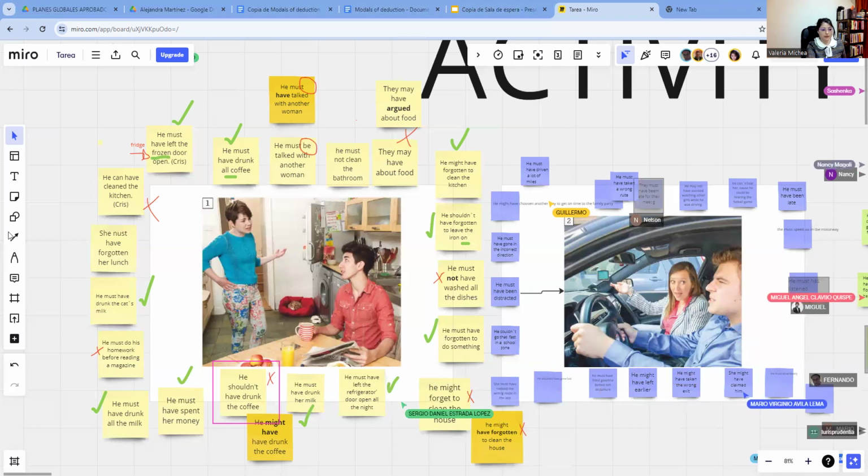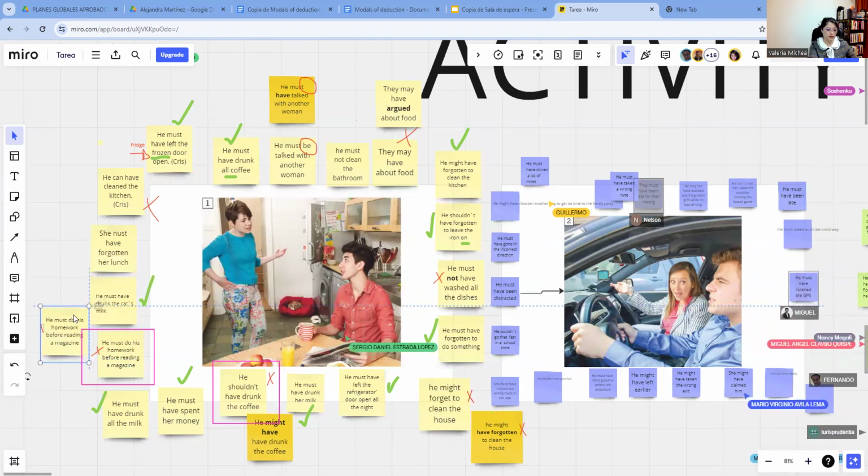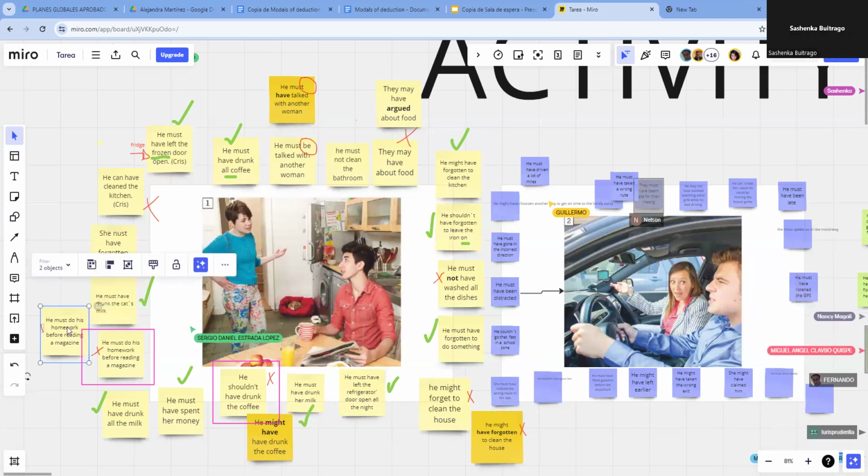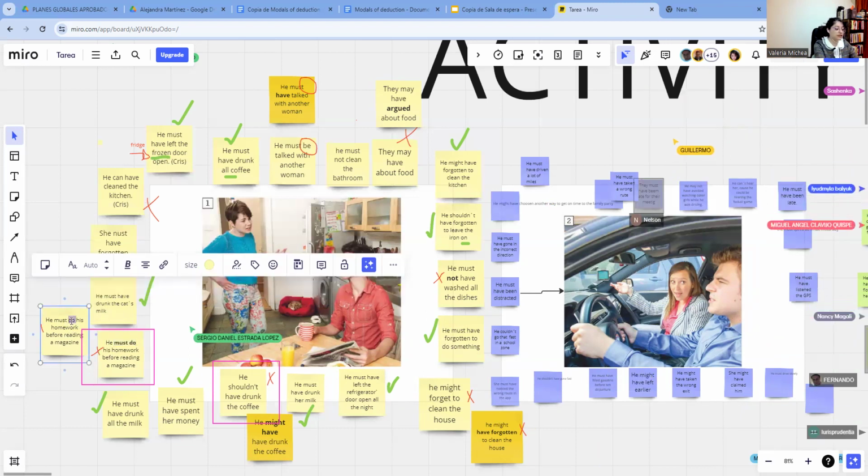Then we have another one that is incorrect, and I want us to look at it. He must do his homework before reading a magazine. Why is this incorrect? Again, the structure is not right. Yeah, so he must have done his homework. There you go. Homework. Very good. Yes. So he must have done.